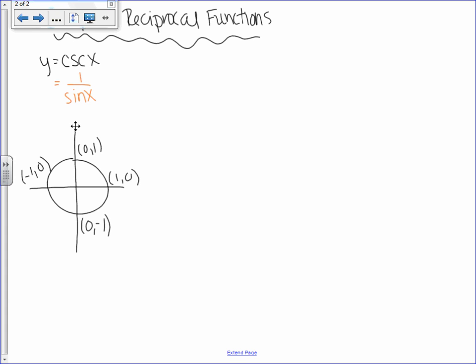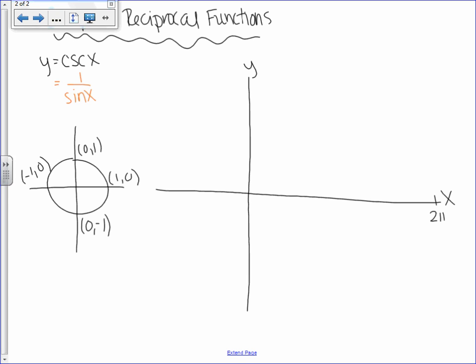Okay, and we're going to graph this just like we did with all of our others. So I'll put my axes. Here's x, here's y, 2 pi, pi, pi over 2, 3 pi over 2. And the negative, I'm going to go to negative pi. I'm not going to go all the way. Okay, so let's go ahead and figure out some of our biggies. All right, let's figure out 0.